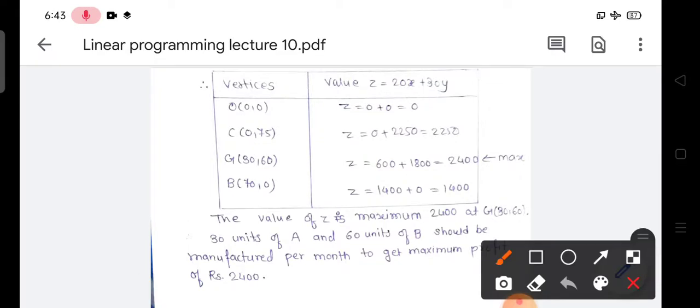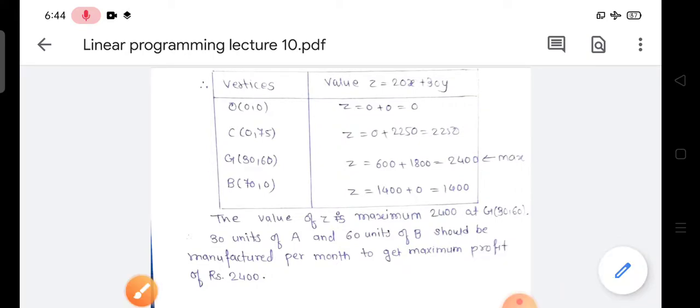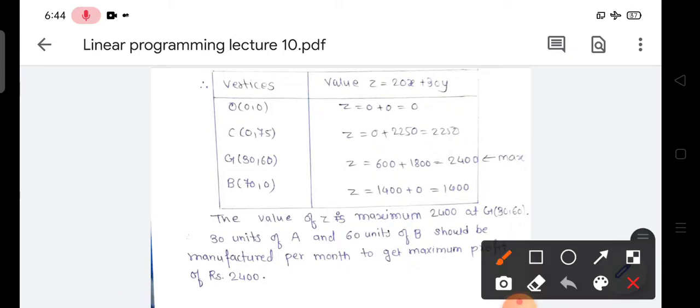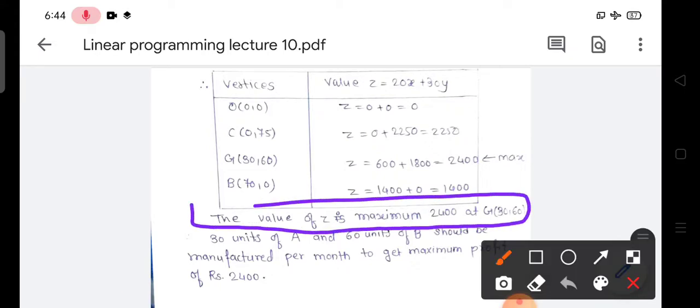Now observe which value of Z is maximum. This one, 2400. At which point? G 30, 60. What does it mean? 30 units of A and 60 units of B should be manufactured per month to get a maximum profit of rupees 2400. So we get the answer: the maximum value of Z is 2400 at G 30, 60, that is, 30 units of A and 60 units of B should be manufactured per month to get a maximum profit of rupees 2400.